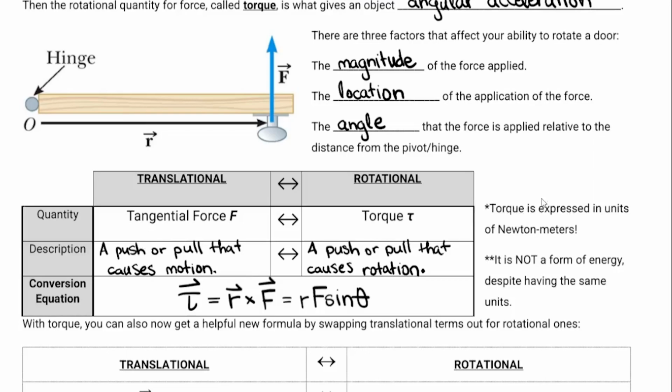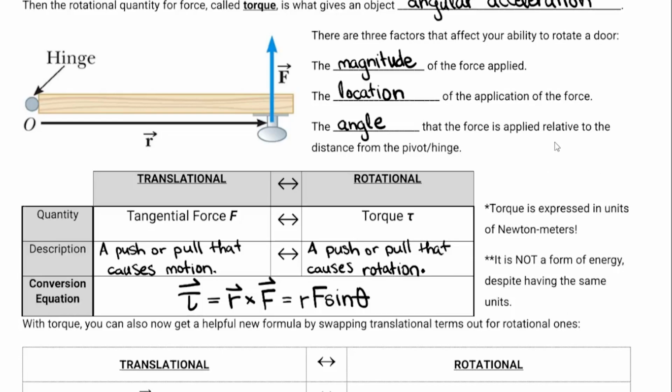Two things to note here. First, torque is expressed in units of Newton meters. I have a double asterisk here to further elaborate on that because you may see this Newton meters and think, hey, isn't that joules? Which, I mean, in a way you're right. It is expressed in the same units as energy, but strangely it is not a form of energy, even though it has the same units. I'm not going to elaborate on that too much more, but just know that torque is not a form of energy like work is.